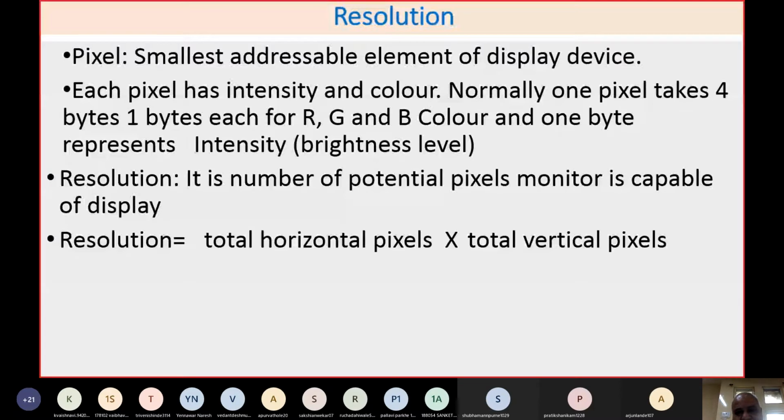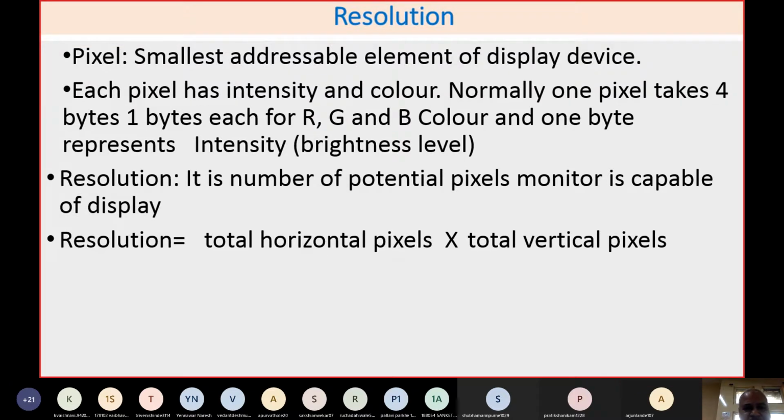Similarly, the color's intensity can be changed by using 1 byte, that is the fourth byte. If it is all 0s, that will represent the black level, and if all the bits of that 1 byte are equal to 1, then it will represent pure white color. So this way each pixel can be addressed, I mean, it can be controlled. Its intensity or its color on the monitor can be controlled. And that is why we say a pixel is the smallest addressable element of a display device.